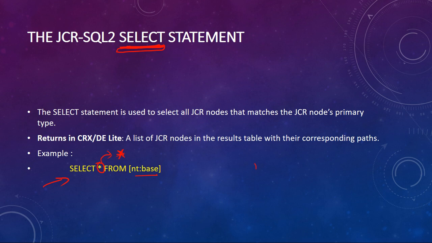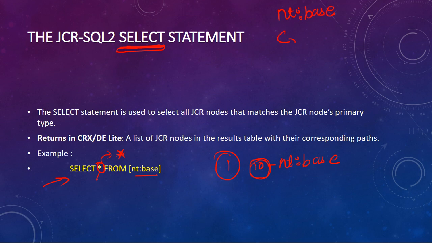Consider you have 10 nt:base. This is nothing but the type of your node. I'll tell you what nt:base means. When you use star here, it will search all 10 nt:base entries, not only one. This nt:base means the collection of all the nodes.